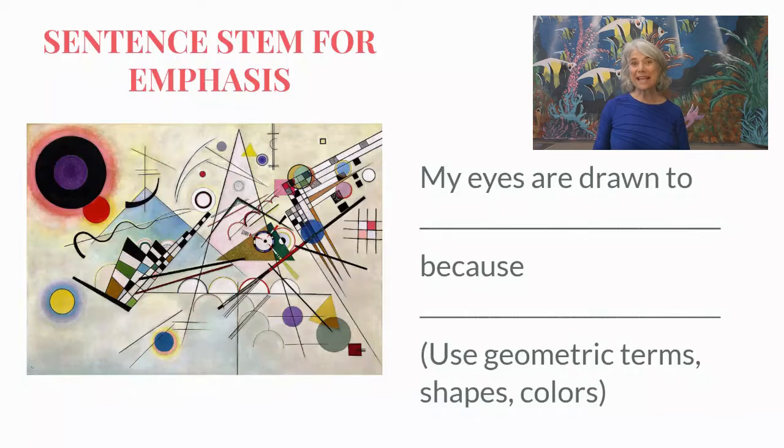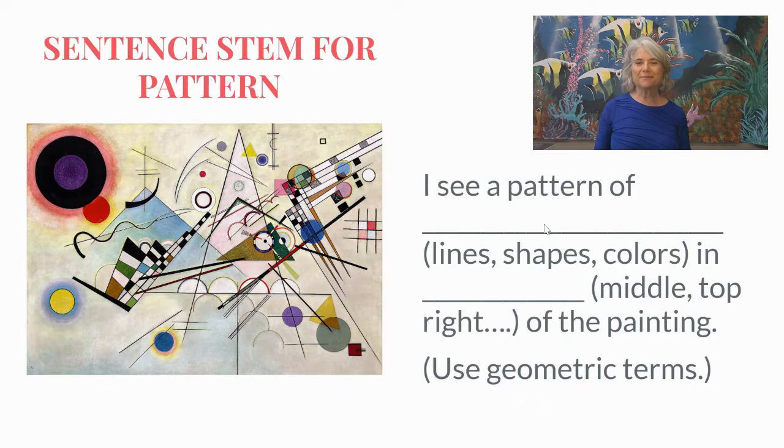I have provided some sentence stems for the students to respond to each principle of design. For emphasis: my eyes are drawn to blank because of blank. So it could be my eyes are drawn to the scalene triangles in the middle of the piece because it is darker and it has a white circle in the middle. So it's very prominent.